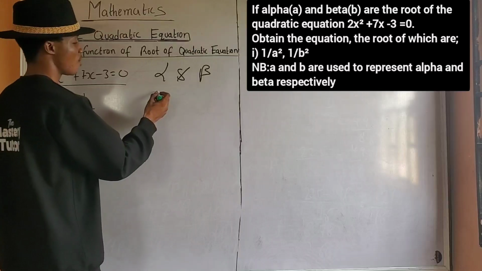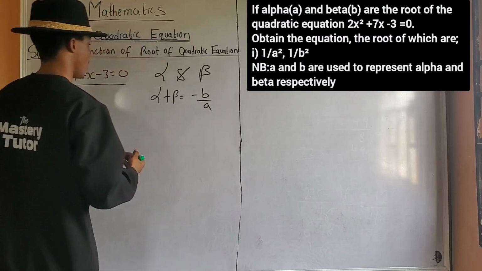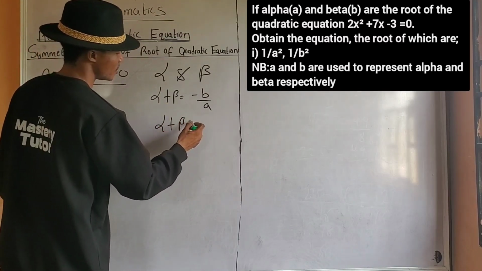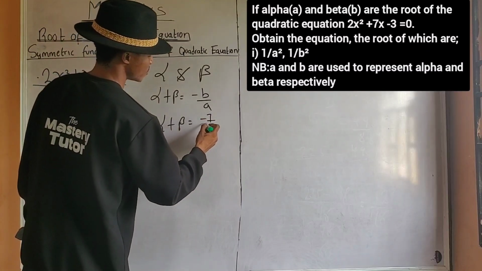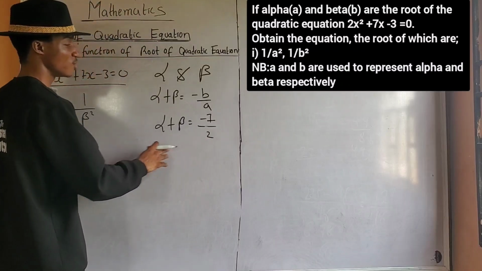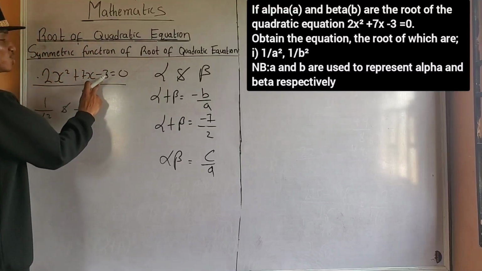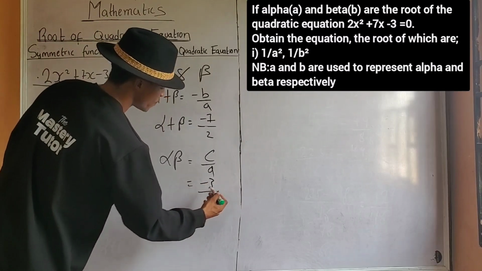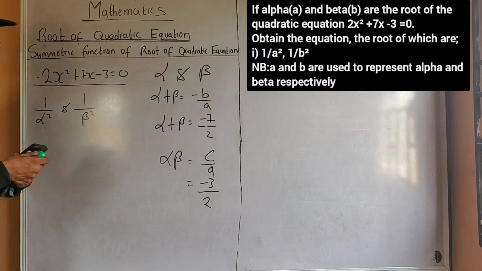Okay, sum of roots, alpha plus beta, equals to what? Minus b over a, right? Now alpha plus beta will be equals to, don't forget that b is what? 7. So I'm going to have minus 7 all over a. A is what? 2. So I'm going to have minus 7 over 2, which is the sum of the roots. Now alpha beta, which is the product, is what? c over a. Don't forget that c is what? Negative 3. So I'm going to have negative 3 over a, which is 2. So I'm going to have negative 3 over 2. So the sum of roots is negative 7 over 2, while the product of the roots is negative 3 over 2.